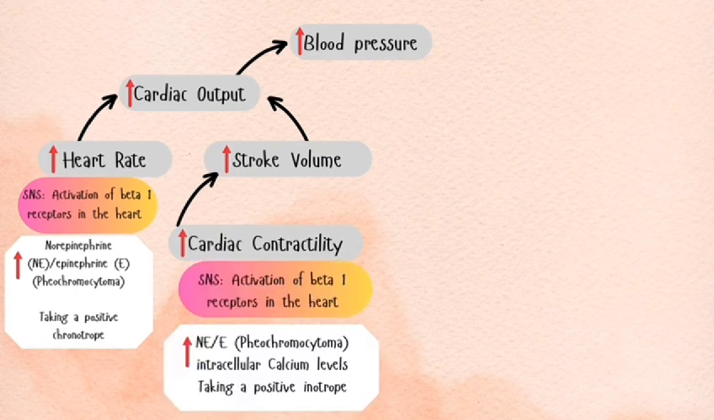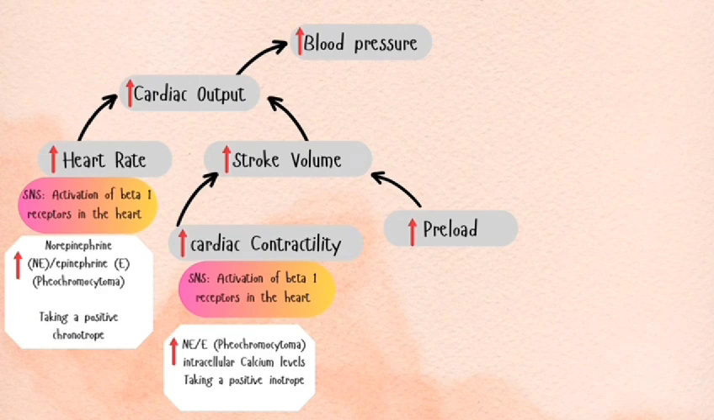Cardiac contractility is influenced by several factors, such as SNS activation, the sympathetic nervous system, because norepinephrine and epinephrine increase cardiac contractility by activating beta-1 receptors in the heart. And also remember the pheochromocytoma, the tumor that can release large amounts of catecholamines, can also increase cardiac contractility. Higher intracellular calcium levels or taking a positive inotrope can also increase cardiac contractility, stroke volume, cardiac output, and blood pressure.